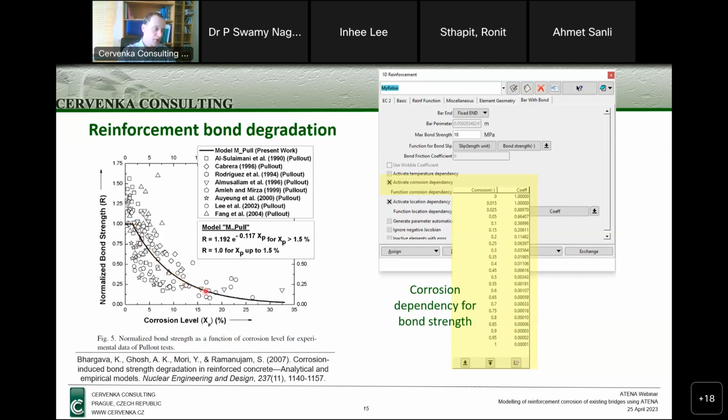The reduction of the bond strength. So, for example, if you have this data available, or you have your own measurement from the lab, you can input these into GID, and then during the analysis, the bond strength will be automatically adjusted based on the level of corrosion.